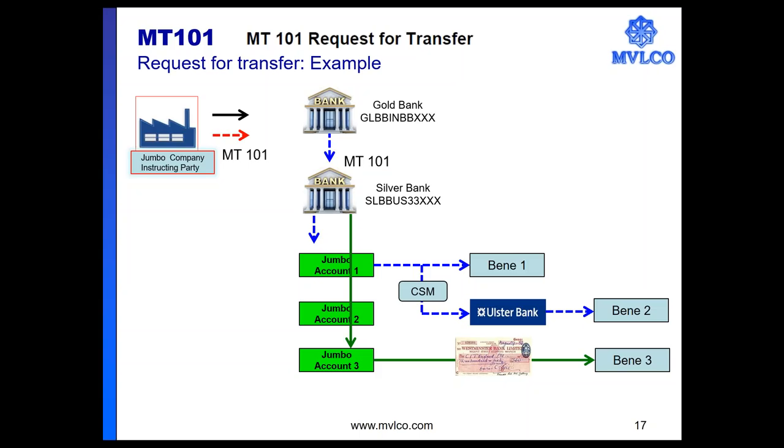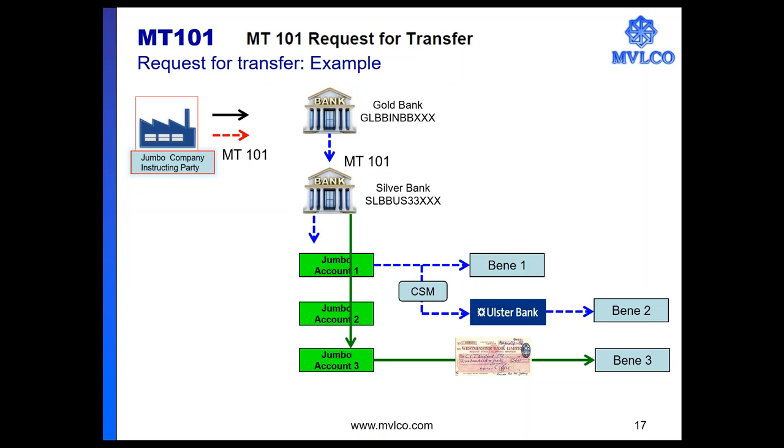It would now tell Gold Bank that at the end of the day, whatever is my balance across the globe in all my bank accounts, move it to one single place. This job of concentrating money is given only to Gold Bank. Gold Bank then, on behalf of Jumbo, will speak to all the other banks where Jumbo has its account, move the money from all those accounts into one single place in London.